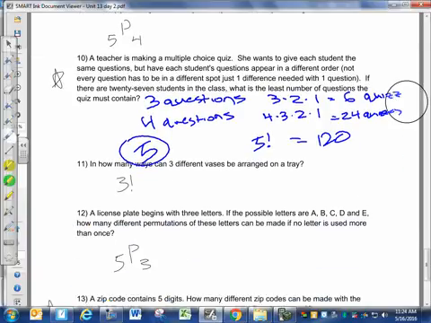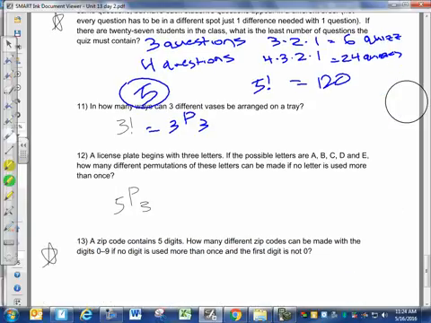How many ways can 3 different vases be arranged? 3P3 or 3 factorial, doesn't matter. A license plate begins with 3 letters. Possible letters are A, B, C, D, and E. How many different permutations of these 5 letters can be made if no letter is used more than once? 5P3, same as 5 times 4 times 3. Right? All this stuff is the same.